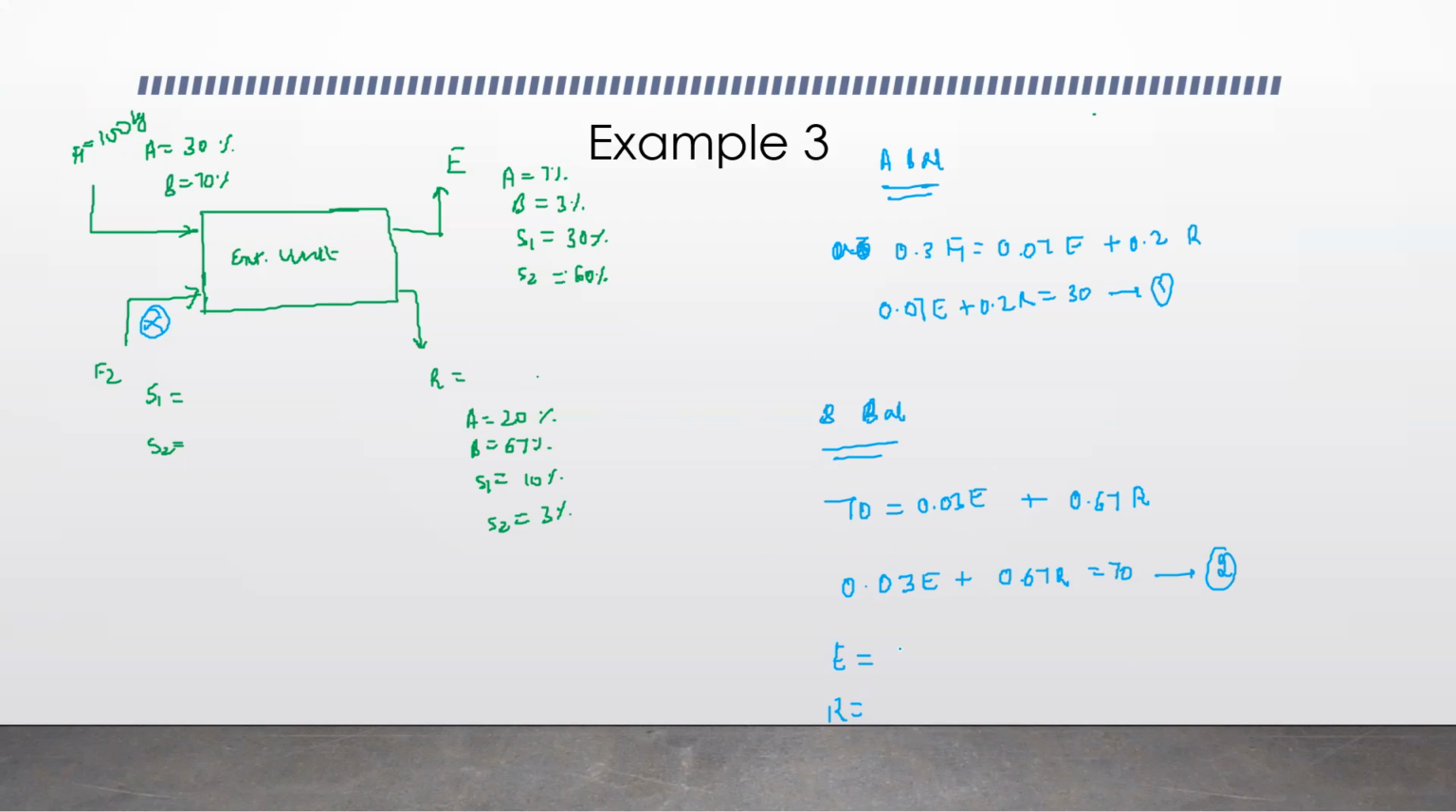When we solve, we have E equal to 149.144 kg and R as 97.8 kg. So let's go ahead and write it over here. E is 149.144 kg, and R is 97.8 kg.